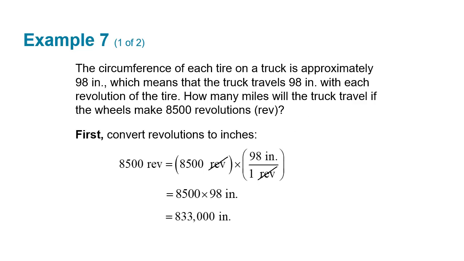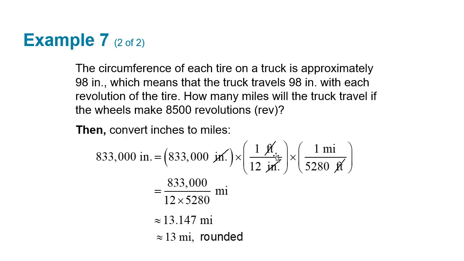Okay, another example. The circumference of each tire on a truck is approximately 98 inches, which means that the truck travels 98 inches with each revolution of the tire. How many miles will the truck travel if the wheels make 8,500 revolutions? Well, we go from revolutions to inches because they told us that it travels 98 inches in one revolution. So now we have something in inches. Now all we have to do is convert inches to miles.